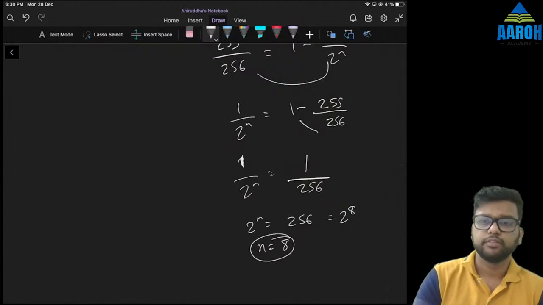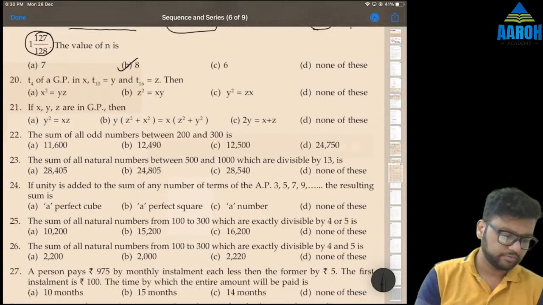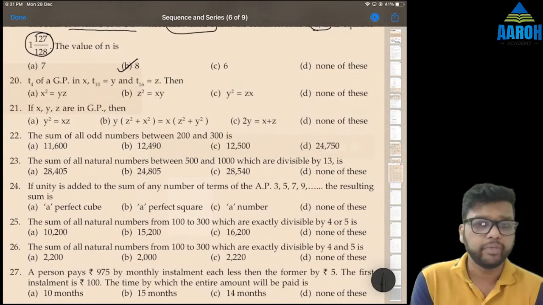Got it? If yes, let's go to 20. B, correct. 20.